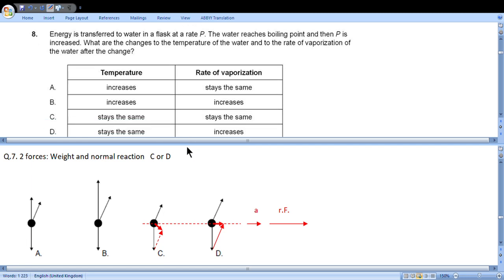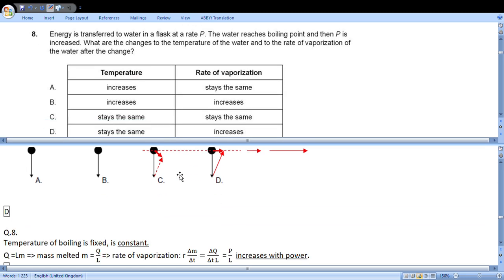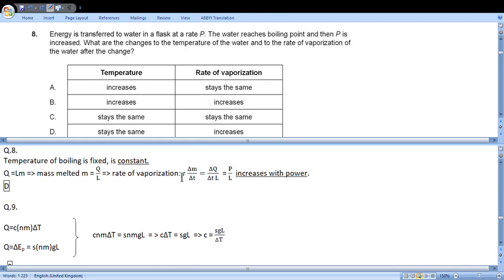Question 8. Energy is transferred to water in a flask at the rate P. The water reaches boiling point and then P is increased. What are the changes in temperature of the water and the rate of vaporization of the water after the change? Temperature of boiling is fixed, so it is constant.